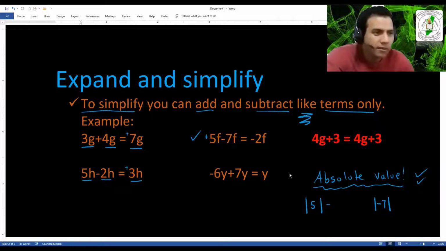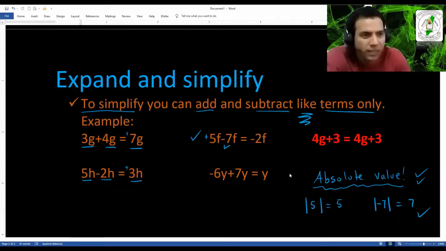So the absolute value of 5 is positive 5. The absolute value of negative 7 is 7. So which one has the biggest absolute value? Well, 7 does. This one here. So we will take the sign of that one. So we have to take this sign and not this one. Okay? We have to take this sign and not this one. So it is minus 2f.